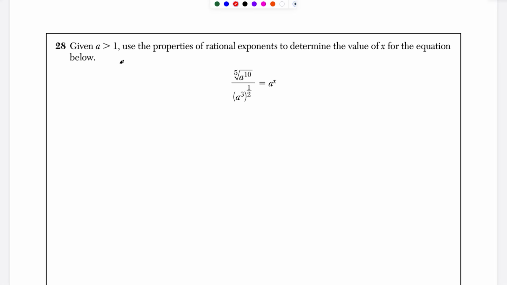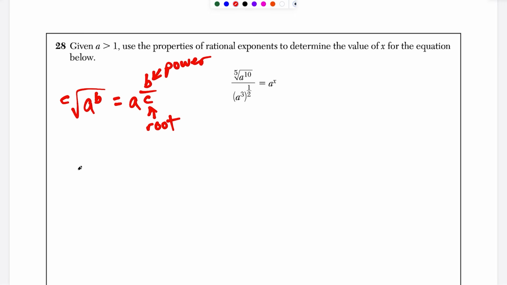Question 28, given a is greater than 1, use the properties of rational exponents to determine the value of x for the equation below. And for this question, we should know the following 3 properties. We should know that the c root of a to the b power is equal to a to the b over c. Just tell yourself power over root. Okay, so that's how we go from that radical form over to rational exponent form.